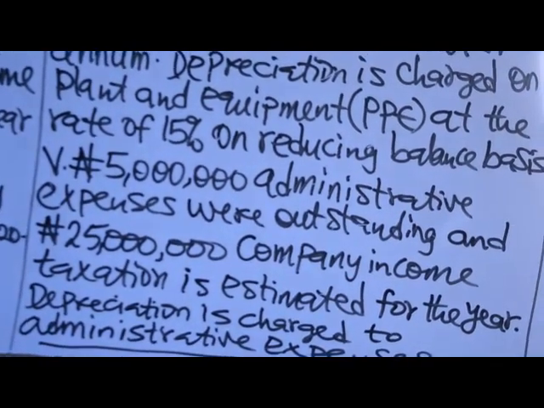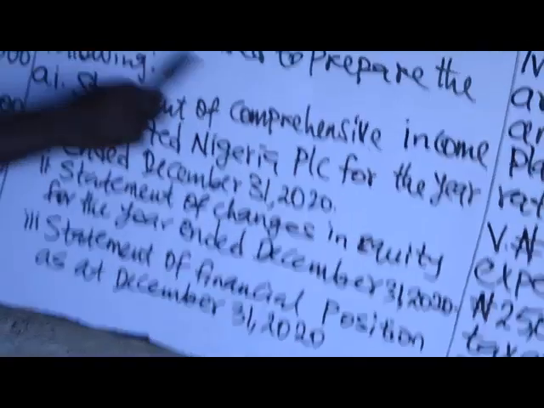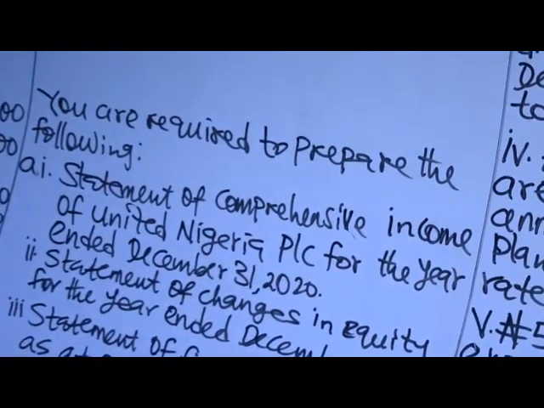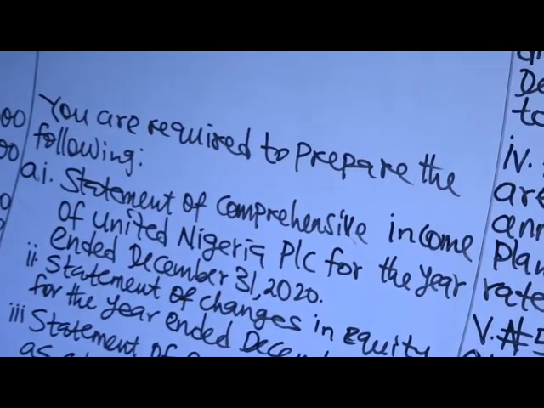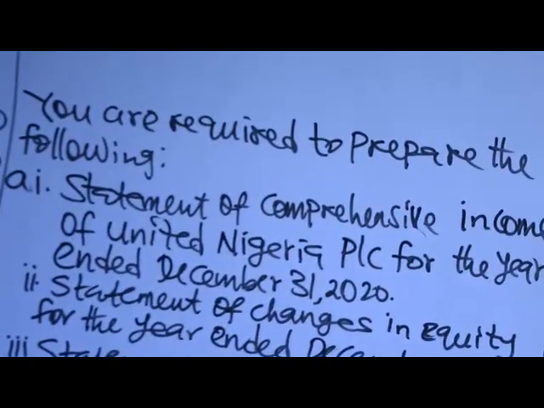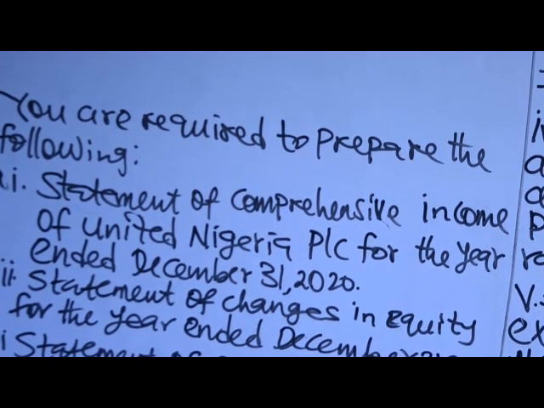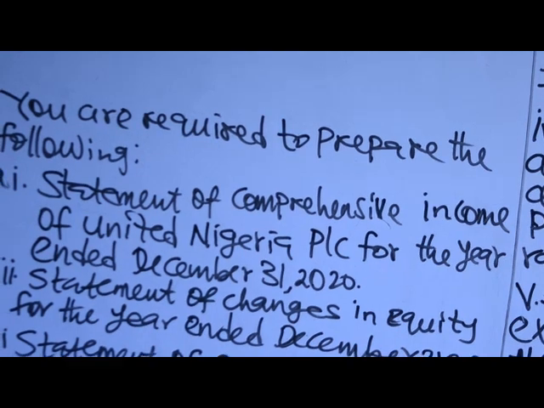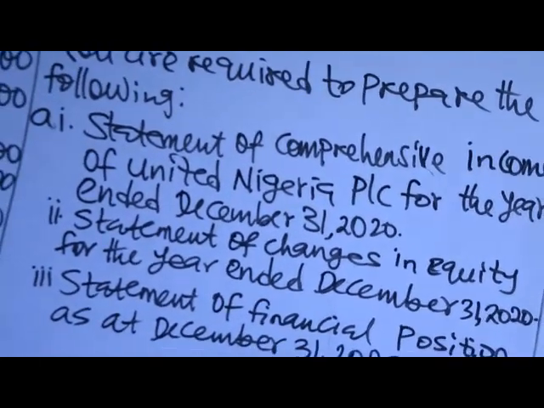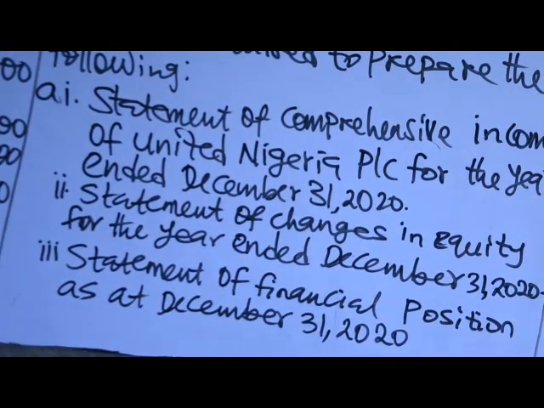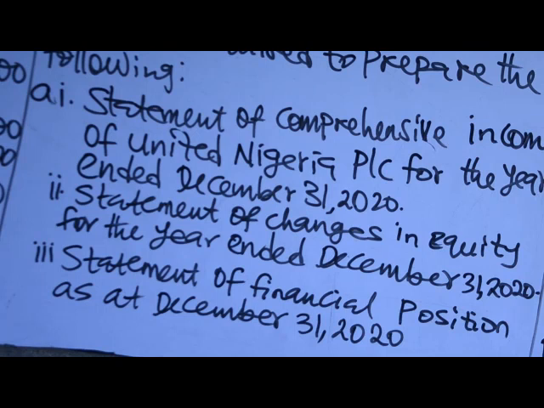So, the requirement. You are required to prepare the following. A1, statement of comprehensive income of United Nigeria PLC for the year ended December 31st, 2020. A2, statement of changes in equity for the year ended December 31st, 2020. A3, statement of financial position as at December 31st, 2020.